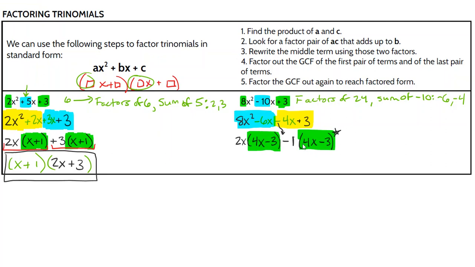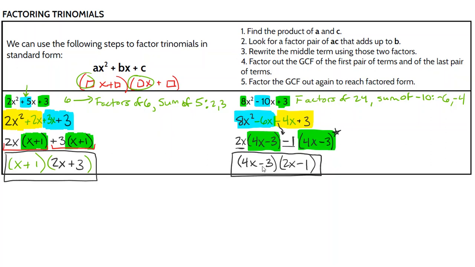We have 4x minus 3 here. So that's the common factor that we can pull out. And then once we do that, to get back to the original term, we need that 2x. And to get back to the second one, we need the minus 1. So our factored form is 4x minus 3 times 2x minus 1.